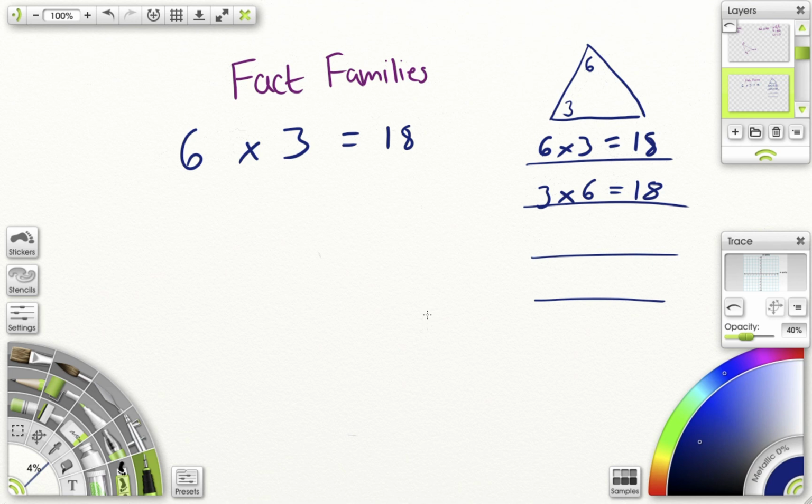Now I have to do my division problems. Division, I need to use my biggest number, which in this case is 18. And then I can divide it by one of my smaller numbers. So let's choose 6 first of all. 18 divided by 6 gives me 3. Now I have to use my other smaller number for my last division problem, which is 18 divided by 3, which gives me 6. So that is how we find our fact family. Now we can put in our last digit here.